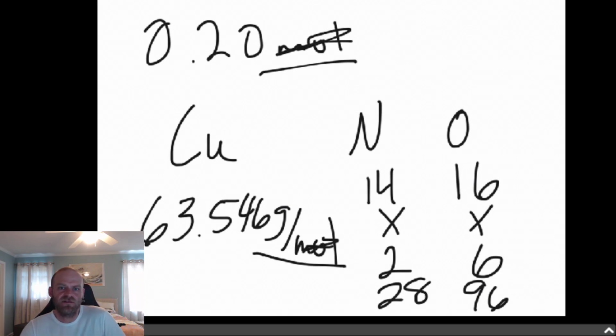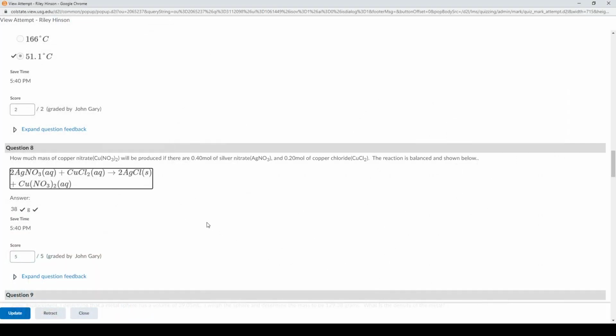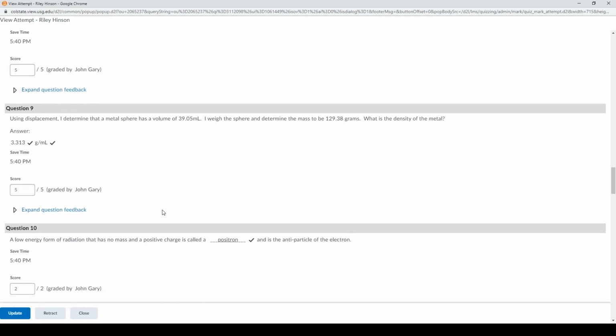Make sure, on the question it says how much mass of copper, so it's asking you for whatever the unit for mass would be. So you should automatically think grams. I saw some people tried to leave it in moles. So pay attention to the question, make sure you're getting what they're asking for. Okay, let's keep going.